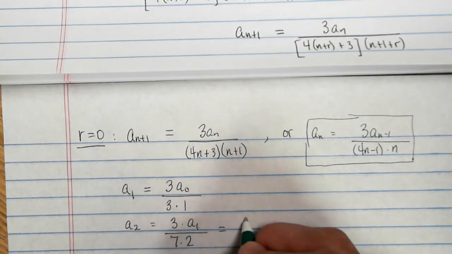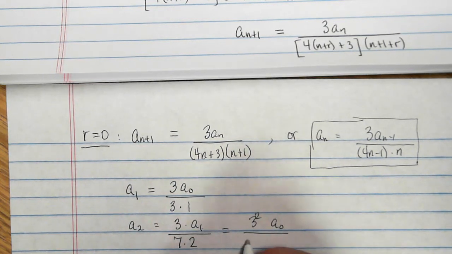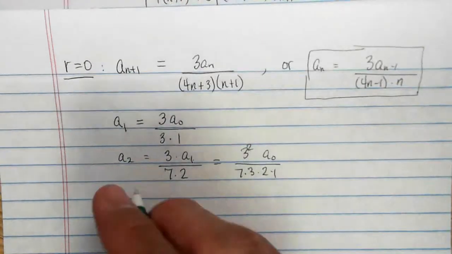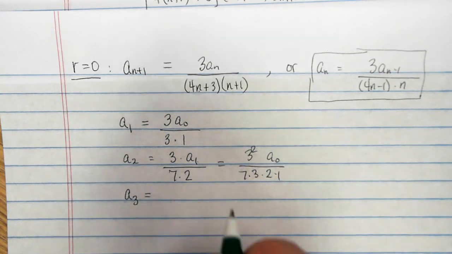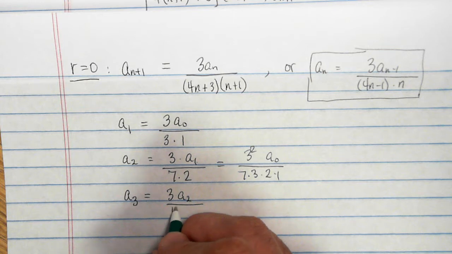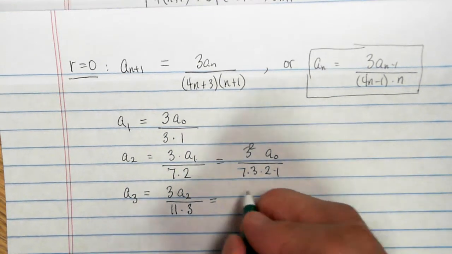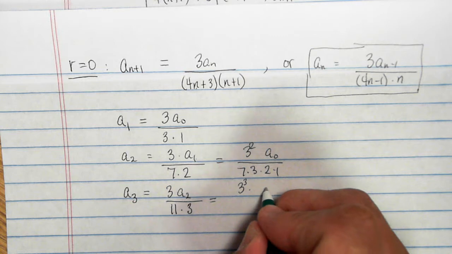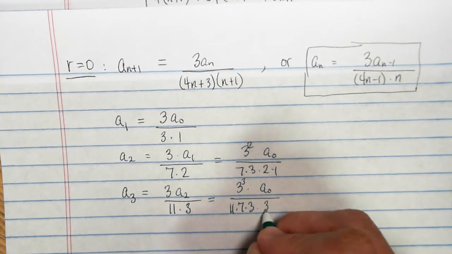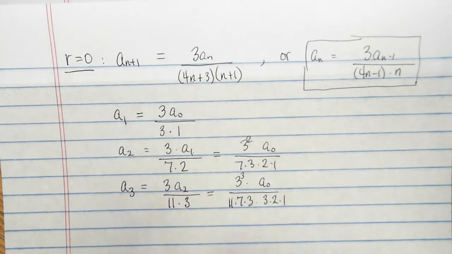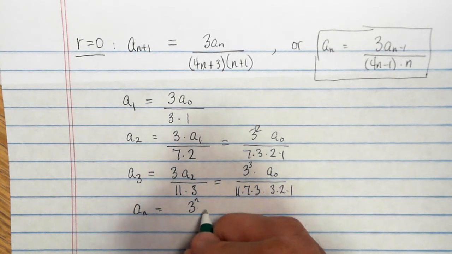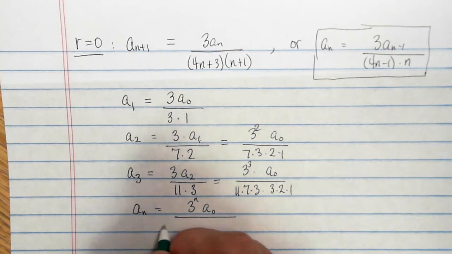And then plugging back here, I get 3 squared a sub 0 over 7 times 3 times 2 times 1. Continuing, a sub 3 will be equal to 3 times a sub 2 over 11 times 3. So that works out to be 3 to the third times a sub 0 over 11 times 7 times 3 times 3 times 2 times 1. And so it looks like the pattern is going to be that a sub n is going to be 3 to the n, a sub 0 over.